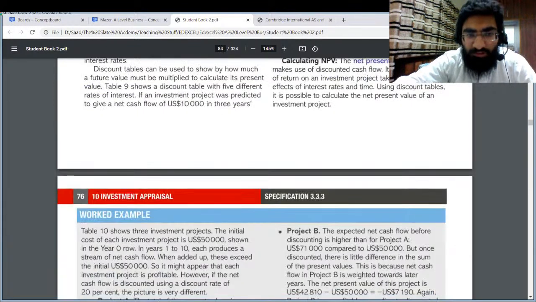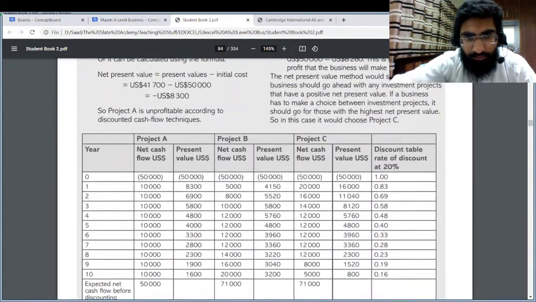So these values over here, so for example, 10,000 should have been multiplied with 0.83. If I multiply with 0.83, I get 8,300. This 10,000 should have been multiplied with 0.69. That gives me 6,900. Okay, so each value I multiply with its relevant discount factor. So these are all the discounted values of the project.